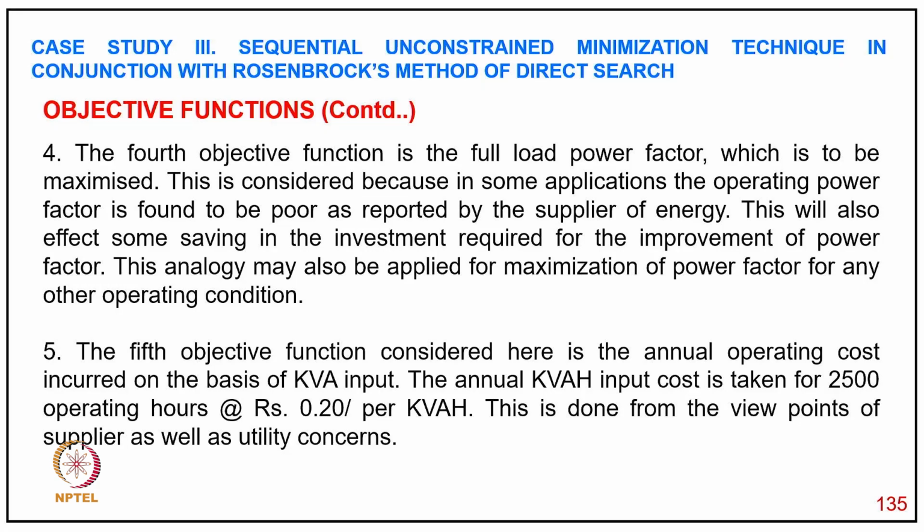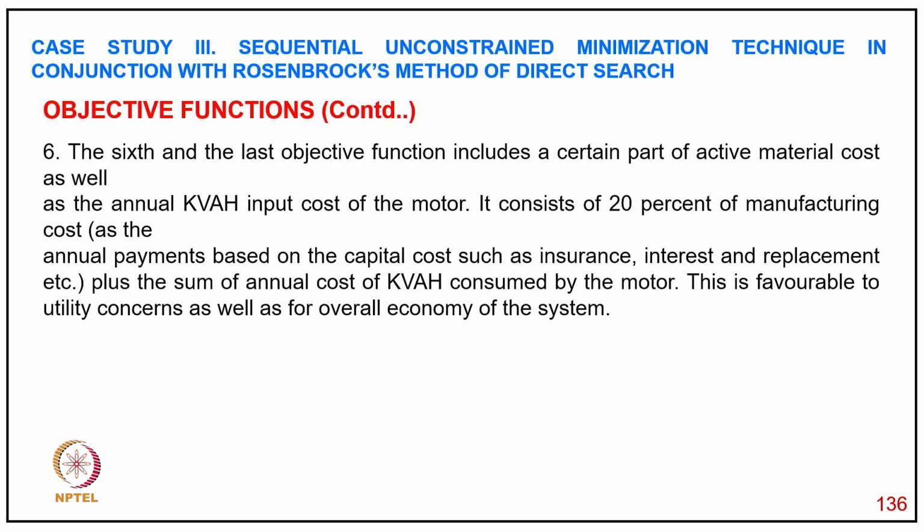So the fifth objective function is considered as the annual operating cost on the basis of kVA input. The annual kVA cost is taken as 4250 hours at the cost of 0.25 per kVA. This is done from the viewpoint of the supplier as well as the utility concern.